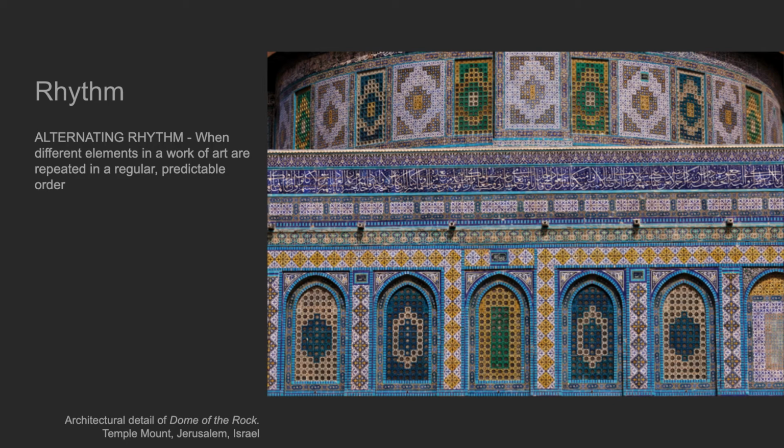Alternating rhythm is when different elements in a work of art are repeated in a regular, predictable order. So that's similar to a pattern. But let's see, we have green and yellow, brown and white.